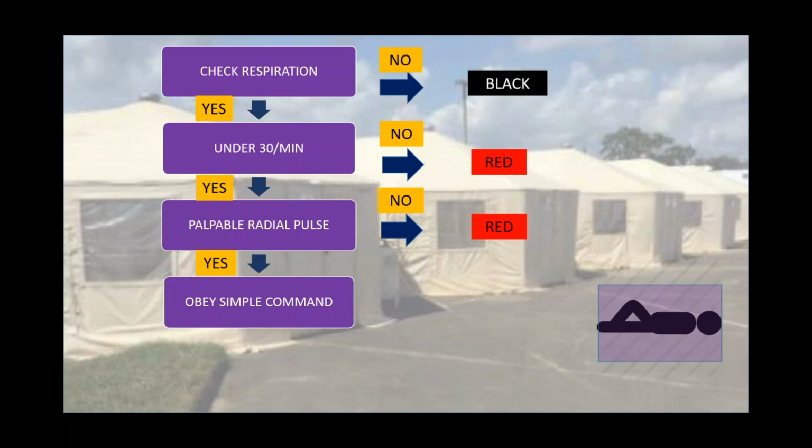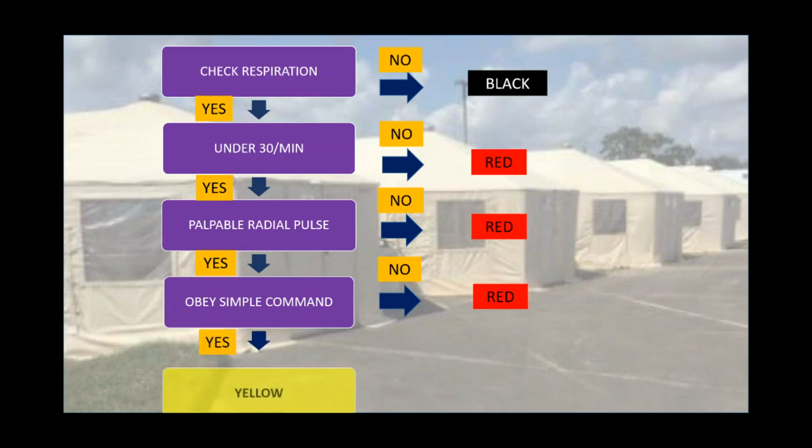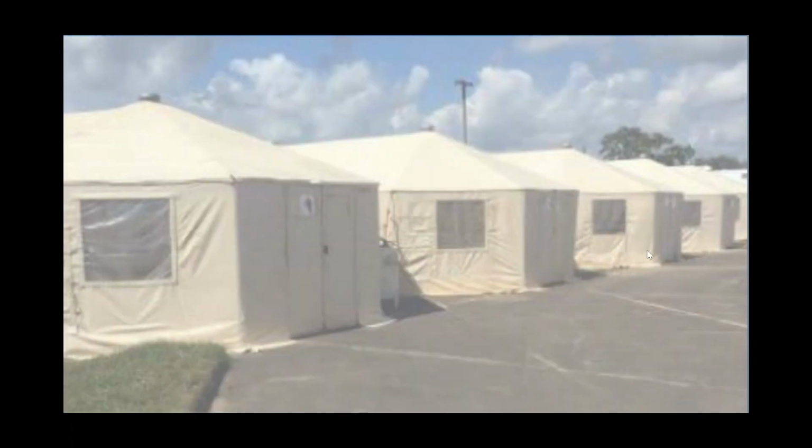Mental status can be assessed by the ability of the victims to obey simple command. For example, can you please raise your right hand? If the victim is unable to obey simple command, triage the victim as red. If the victim is able to obey simple command, then only the victim can be triaged as yellow. So, let us now recap on what we have learned.